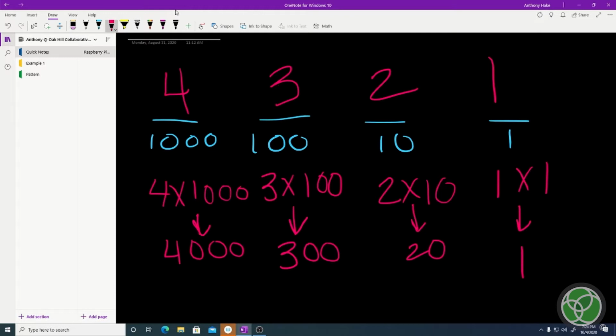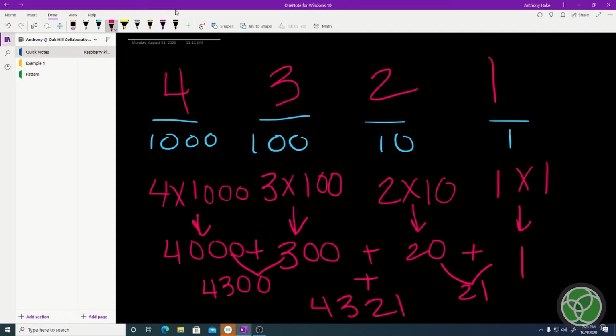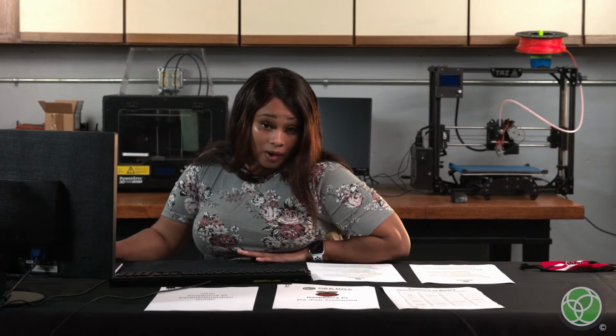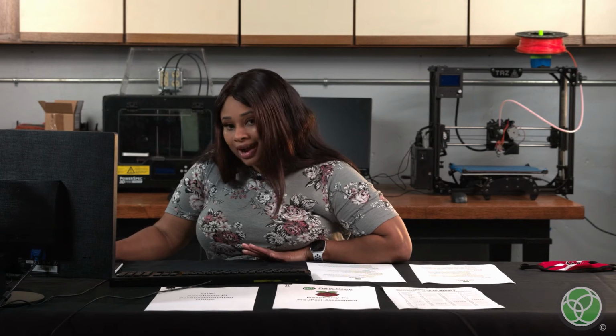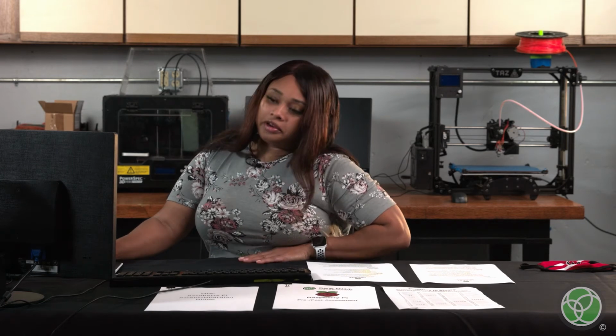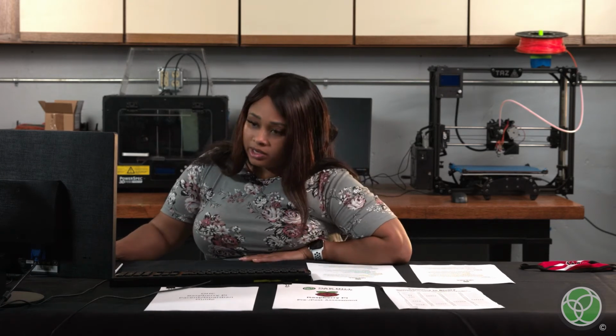Now, to simplify this, we're going to add these numbers together. 4,000 plus 300 is 4,300. 20 plus 1 is 21. And then we're going to add these numbers, and you get 4,321 using the decimal system. Now, our next step is to look at binary patterns. That way we can practice, figure out a few binary numbers, and then we'll be able to do a binary example.